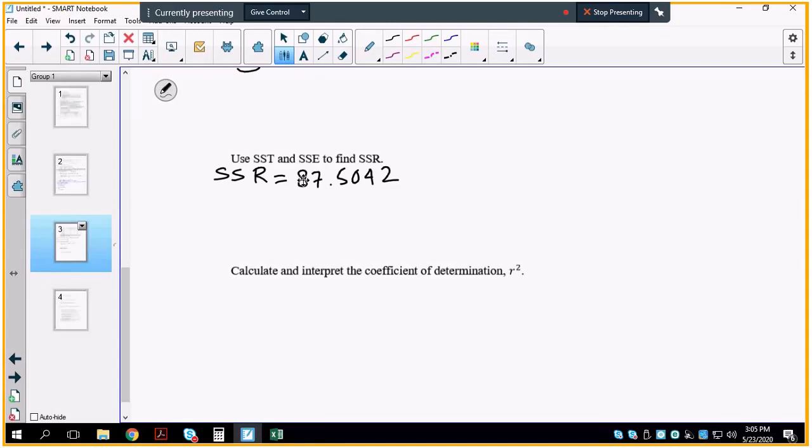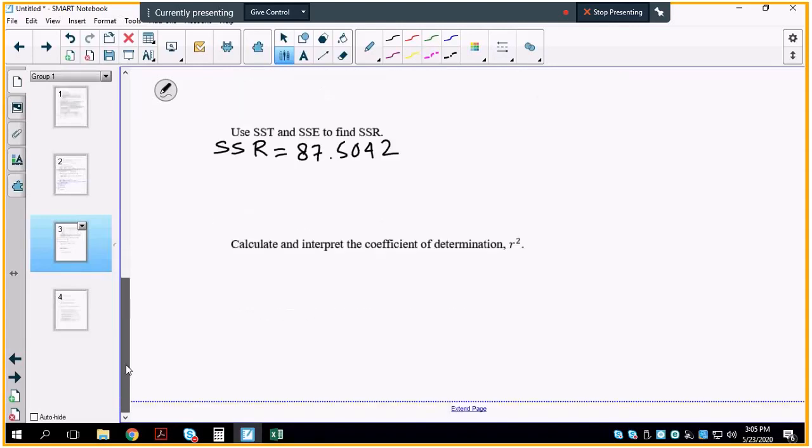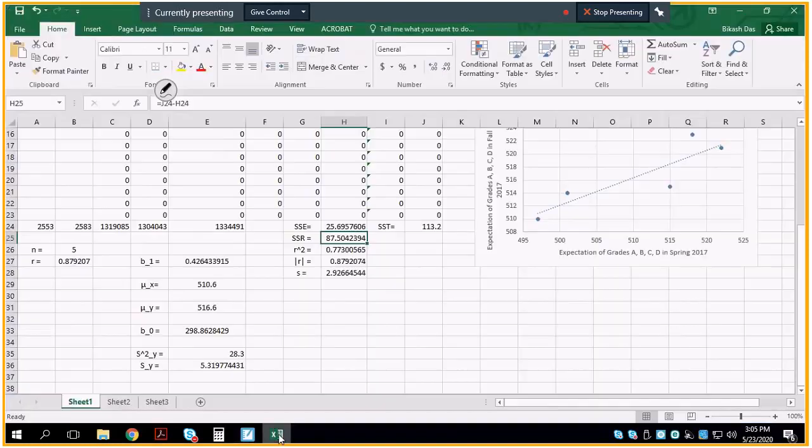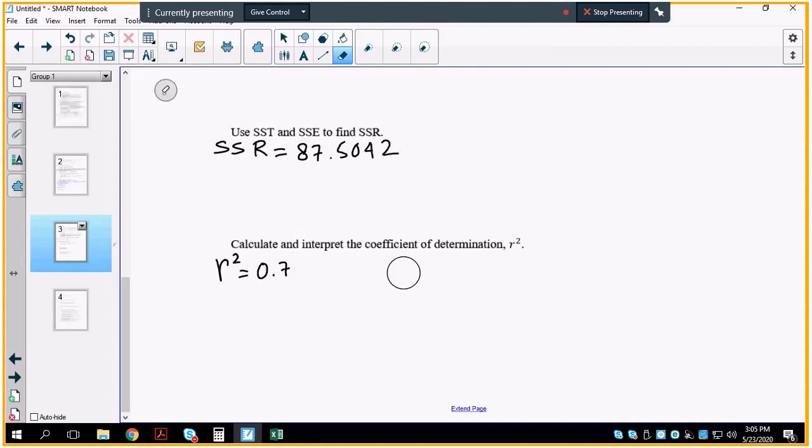Then it is asking me to calculate and interpret the coefficient of determination R squared. Again, you know R squared is SSR over SST, but just use the spreadsheet and round to 4 decimal places. So that one is 0.7730. Because we need to interpret, change it to a percentage, that's 77.3 percent.